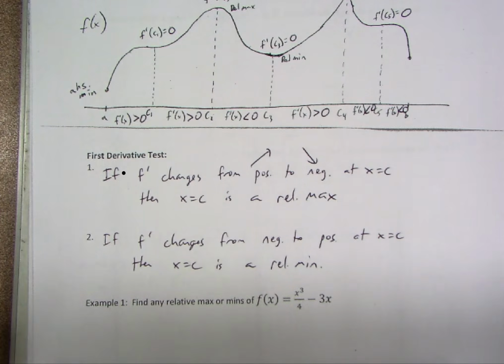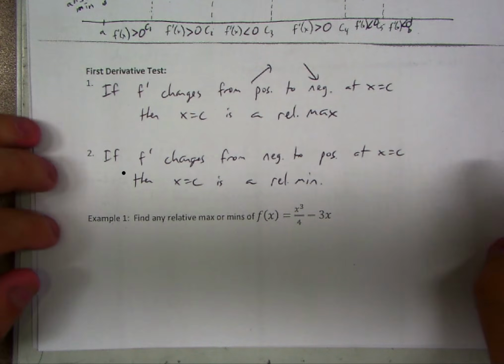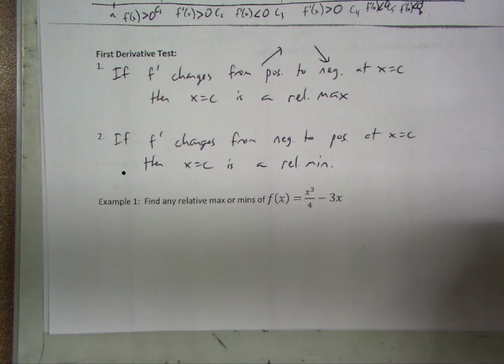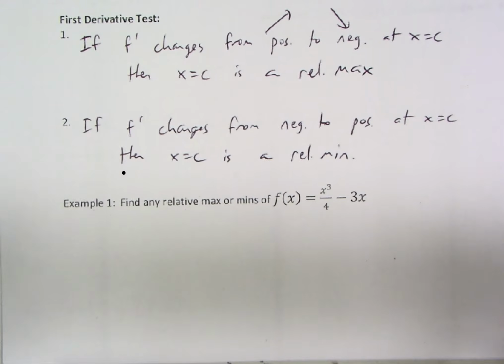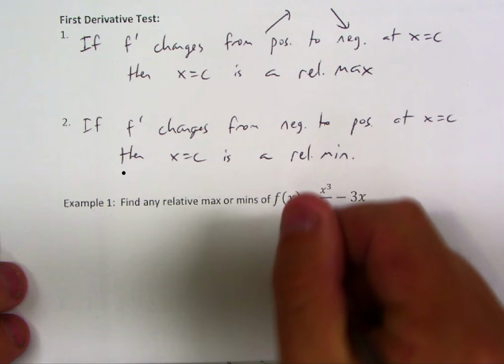So let's do some examples in how we, given a function, find relative extrema. Okay, so it all begins, just like with absolute max and mins, by finding the critical numbers. Critical numbers are where f prime is 0 or undefined. So I'm going to start by finding f prime.